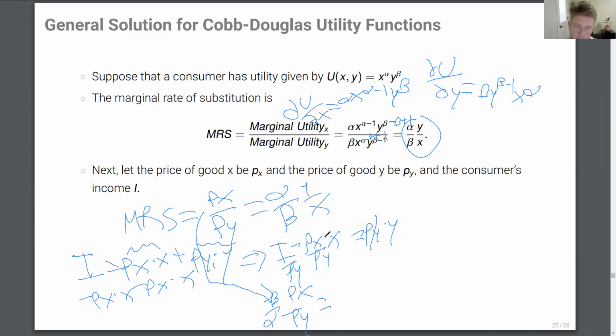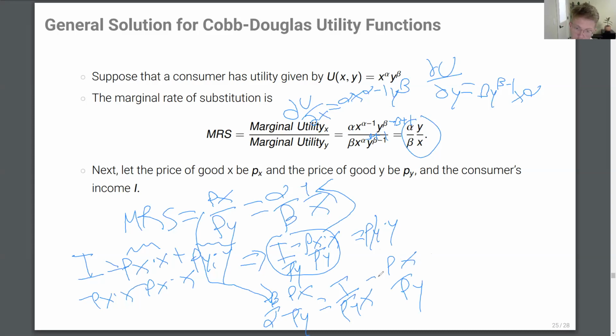And now I'm going to plug in this expression in here for y. Remember that this is all over x, so I'll get I over py times x, and then I'll get minus px over py. Okay, so all I've done here is plug in for y.